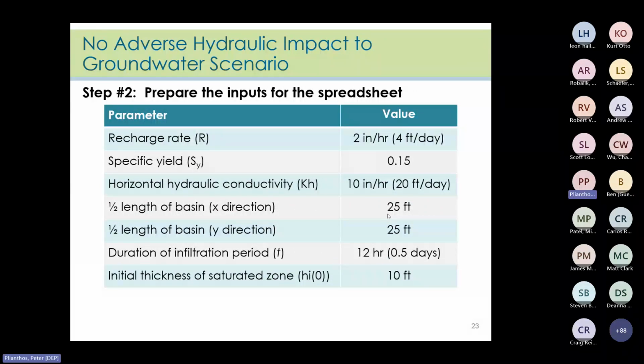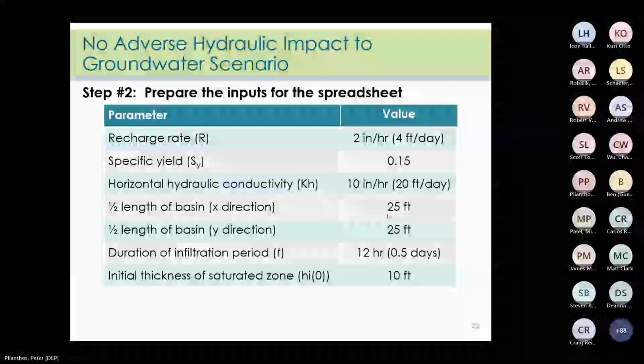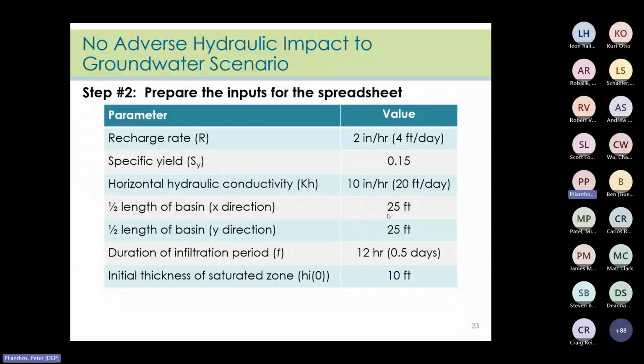When using the hand-touch spreadsheet, it is helpful to make a table of the inputs and the results, so they are ready to be added in later to the report. These inputs are organized to follow the order they appear in the hand-touch spreadsheet. The recharge rate is the first parameter entered into the hand-touch spreadsheet, but it needs to be converted to feet per day if you are using the older version. Feet per day is just inches per hour times 2. So here we would use 4 feet per day for R.